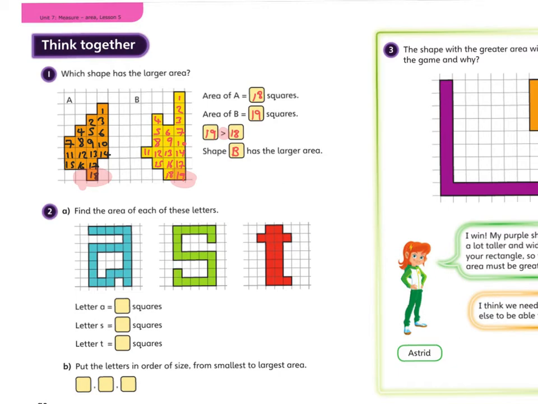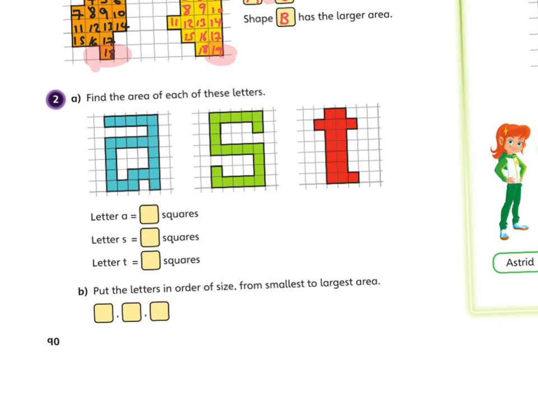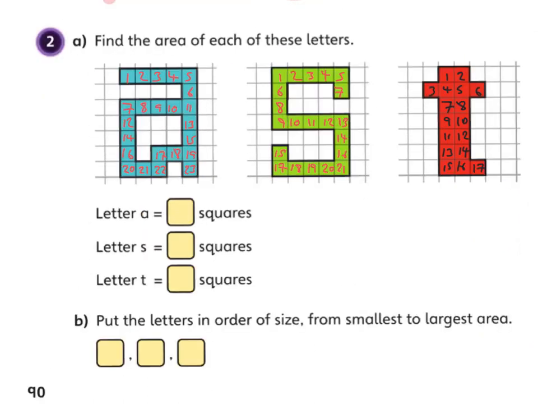Okay, find the area of each of these letters. Now I've written them down for you because otherwise it would take ages. So if we look at the area of letter A, it's 23. We look at the area of the S, it's 21. And if we look at the area of T, it's 17. So letter A is 23, letter S 21, and letter T 17.